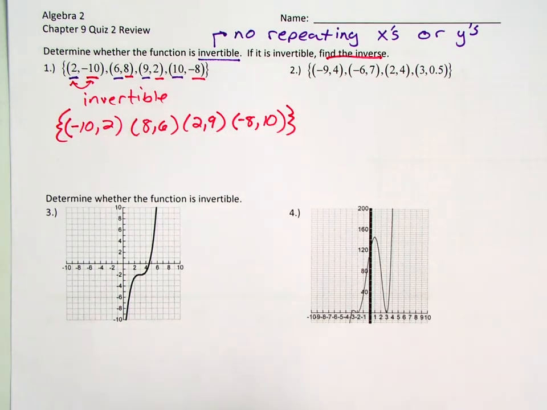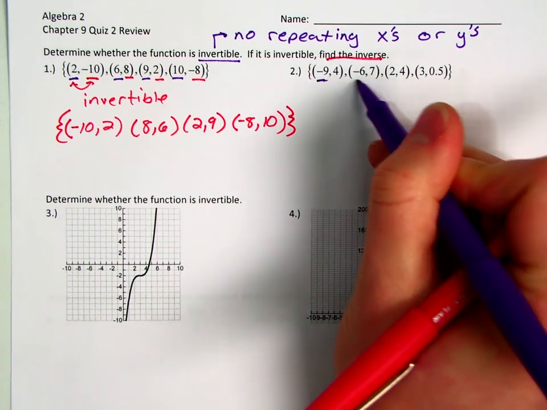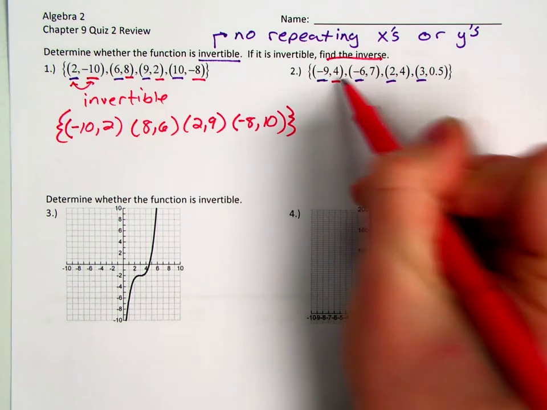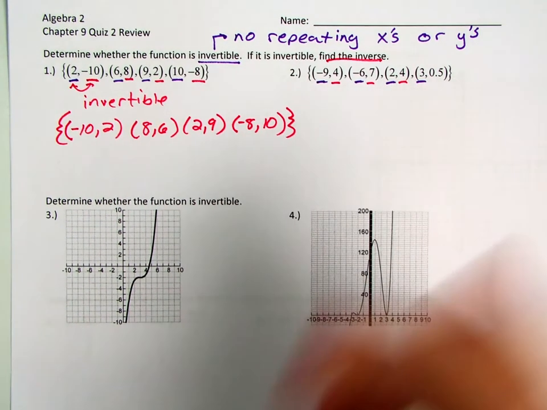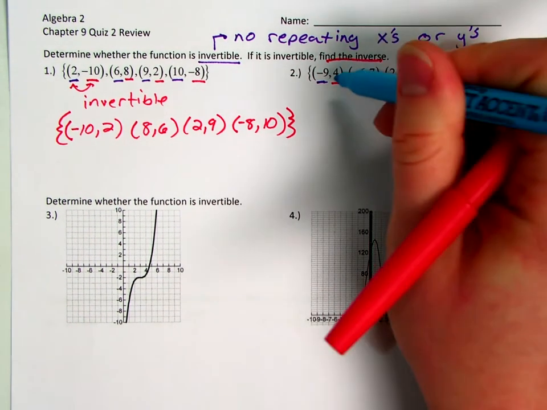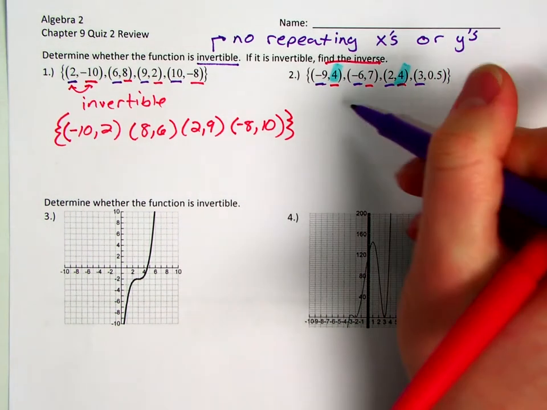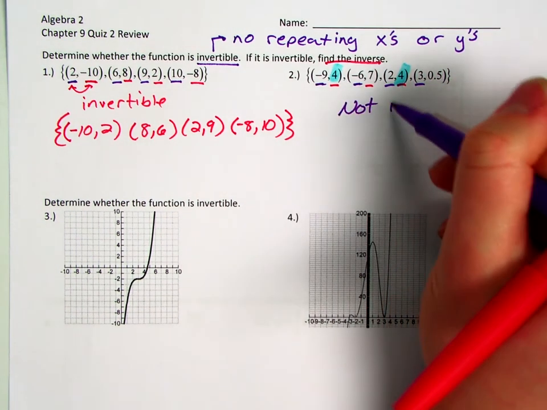Okay, now looking at the next one. My x's are negative 9, negative 6, 2, and 3, which means my x's are good. Now let's look at our y's, which are 4, 7, and then 4 again. So when I look at this, my 4 occurs twice, which means it is not invertible.